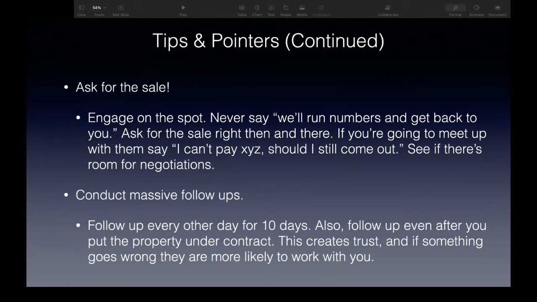Engage with them right on the spot. If you're talking to a seller, never say, we'll run numbers and get back to you, because time kills all deals. Ask for the sale right then and there.